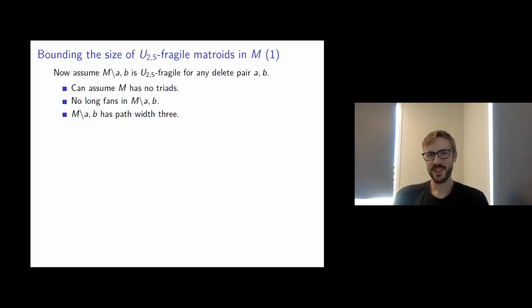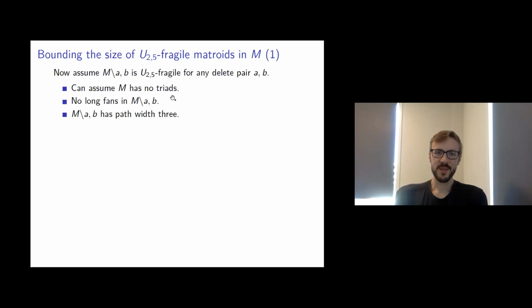Okay, so to the final part of the argument, how do we bound the size of these U25 fragile matroids in our excluded minor? There are a few things that we're now able to assume. For every delete pair, once you delete it, you get something fragile. We can also assume that the excluded minor M that we started with had no triads. If it had triads, we'll just Y-delta these all away until we've got something that has no triads.